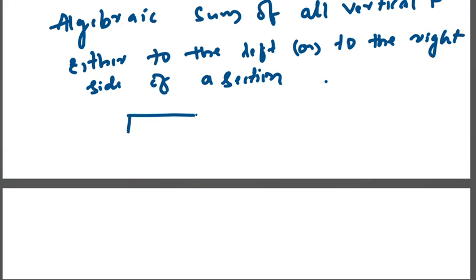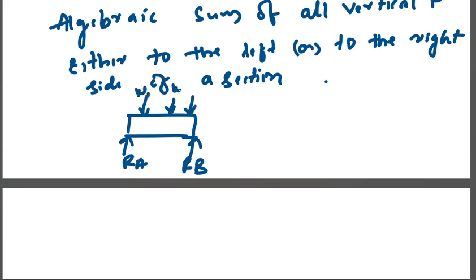Consider a beam. This is a beam, simply supported with reactions RA and RB, and it is subjected to point loads W1, W2 and W3. Now consider one section or one point. Considering a section XX, in order to find the shear force, we can find it in two forms.